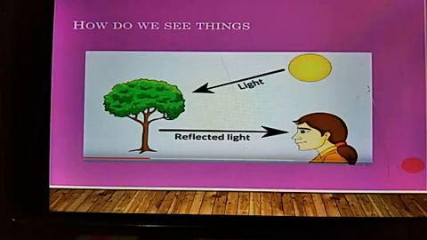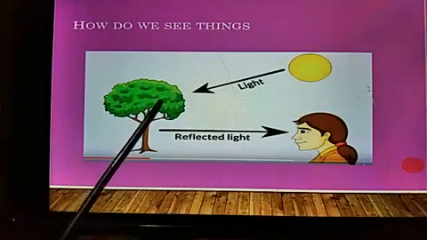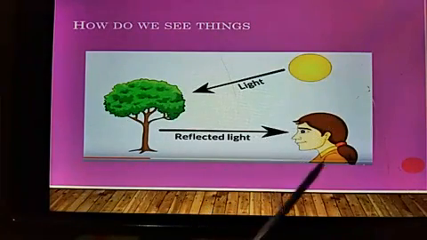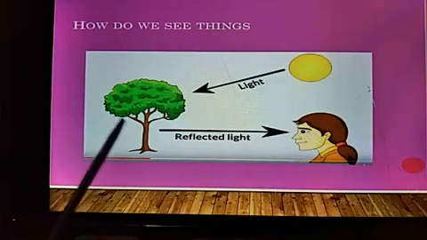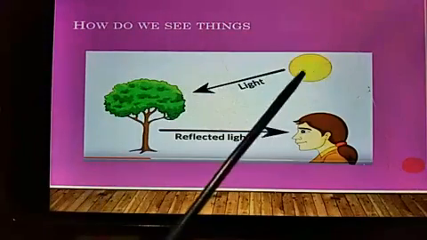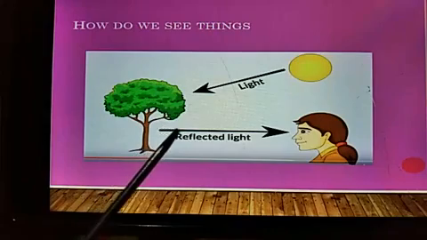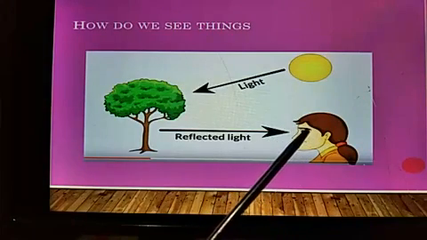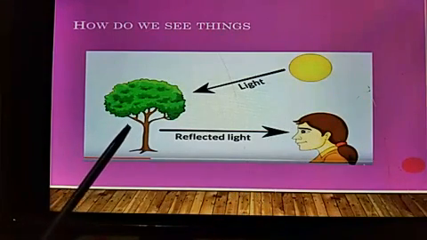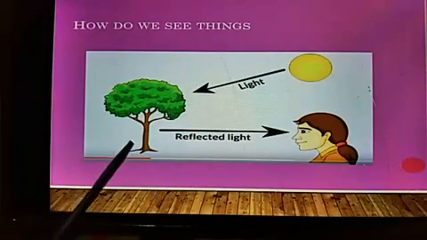Now, the question arises, how do we see things? When light falls on any object, it bounces back to the eyes of the observer. Here, the observer is the girl and the object is the tree. So, when the sunlight is falling on this tree, what is happening? It is being reflected or bouncing back to the eyes of the girl, and thus the girl is able to see the tree. This phenomenon is known as reflection.